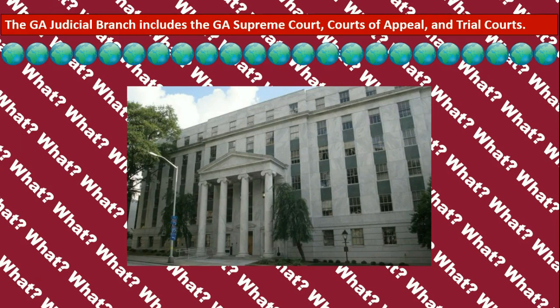Judges can be selected for courts in one of two ways: election or appointment. For the federal courts, all judges are appointed by the president. However, a major difference in Georgia is that many, not all, judges are elected instead.